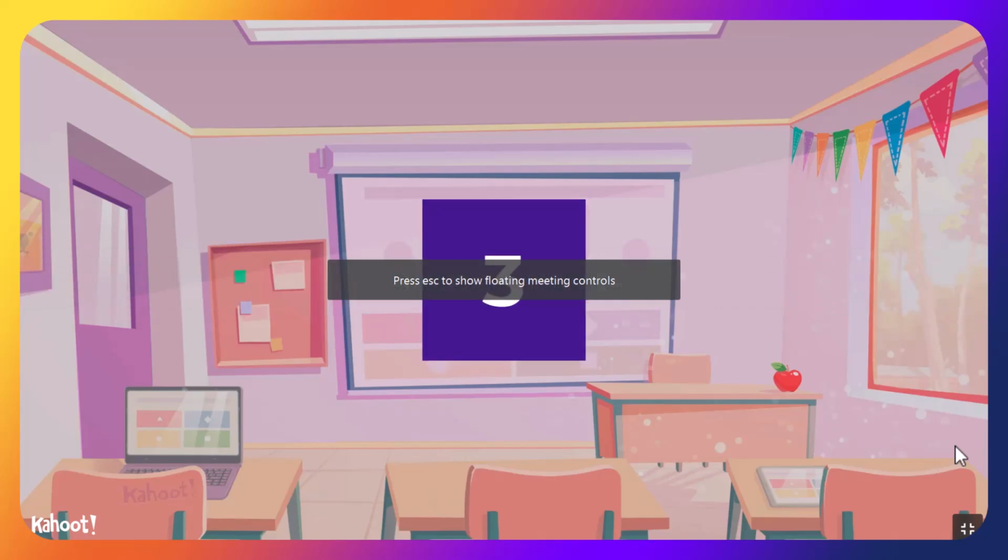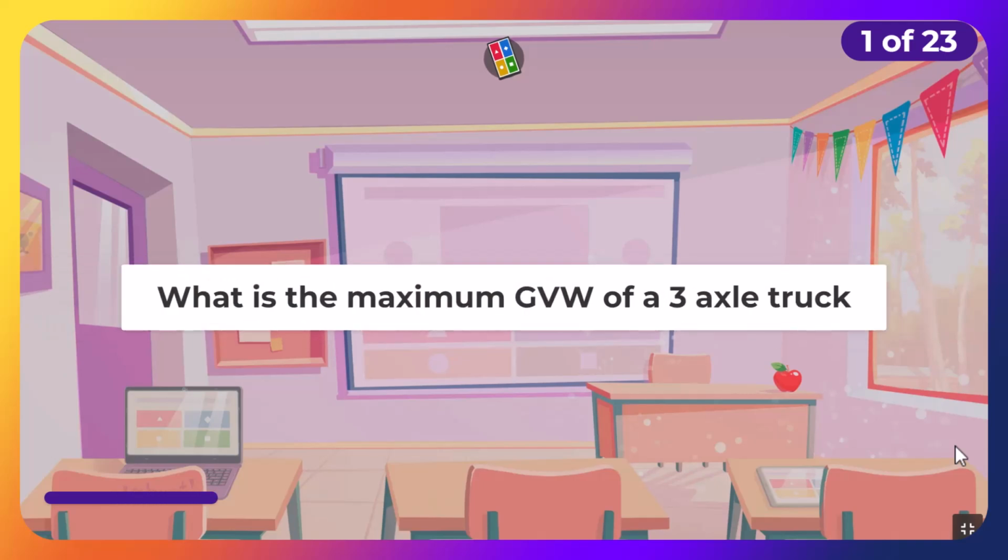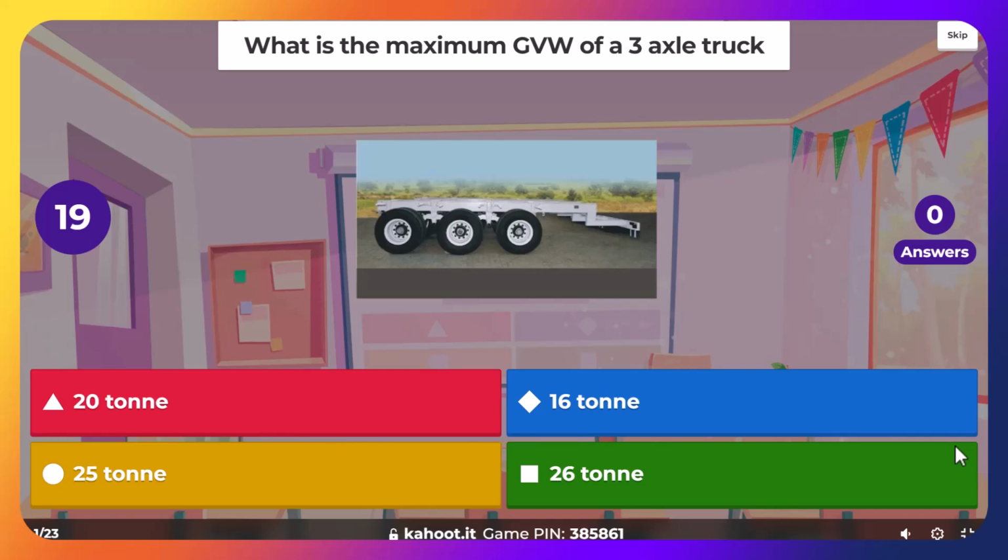Truck General, this is test 1. Maximum GVW of 3 axle.